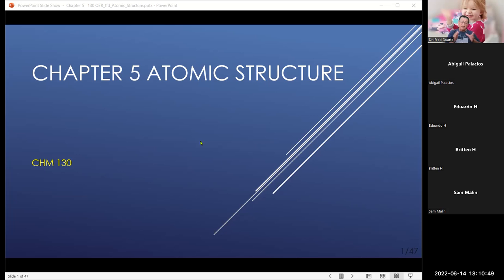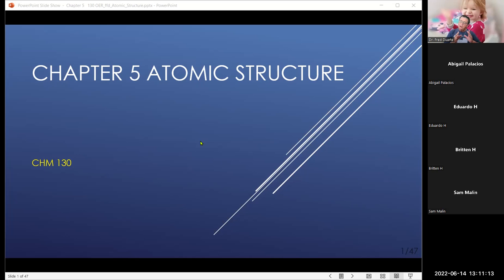And yet, as tiny as it is, it has a drastic effect on chemical properties. It's the electrons where all the action's happening. That's where everything is occurring with respect to bond formation, all kinds, with respect to physical properties, okay? Anyway, we're going to talk about the atomic structure.